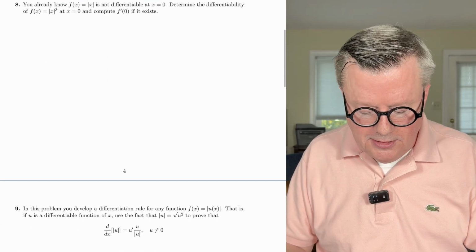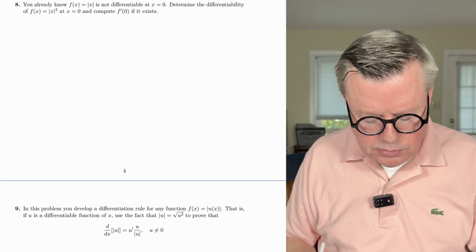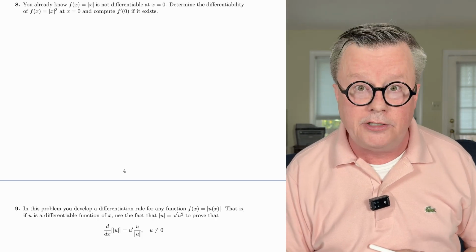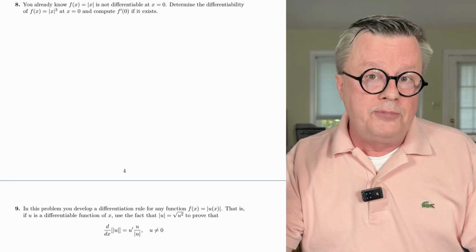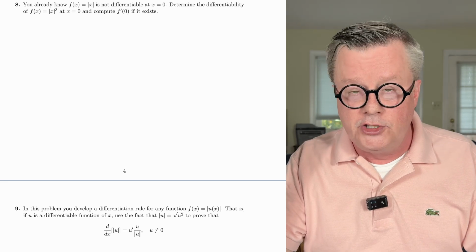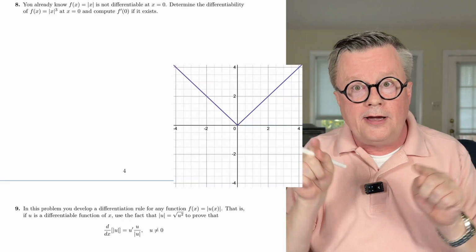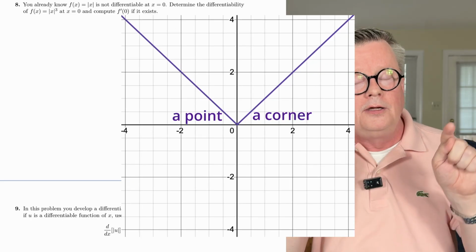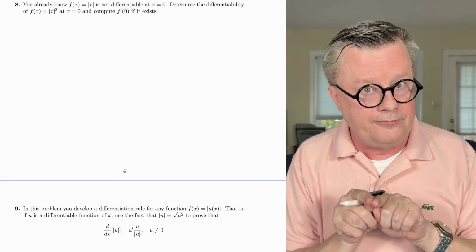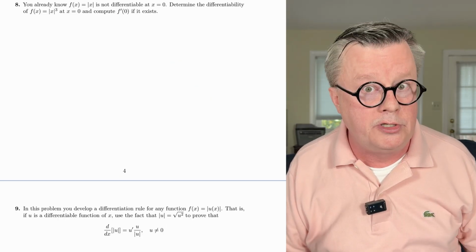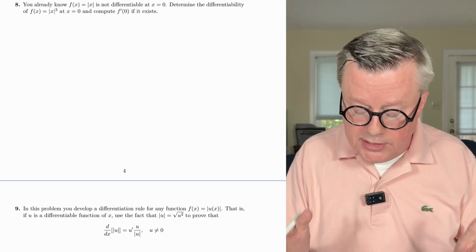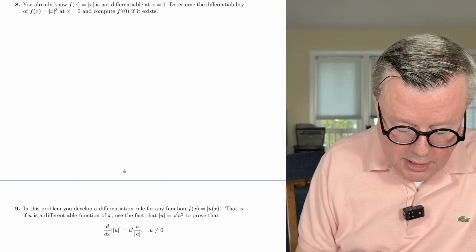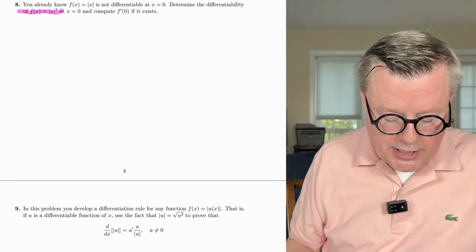Problem number 8. Let's see. I'm really belaboring a point about what you already know about absolute values. You know that the absolute value of x is not differentiable at 0, right? The graph of the absolute value comes down to a point, comes to a corner, and corners aren't points of differentiability. So you should walk in knowing that the absolute value of x is not differentiable. Now I'm asking you to determine the differentiability of f of x equals x cubed.